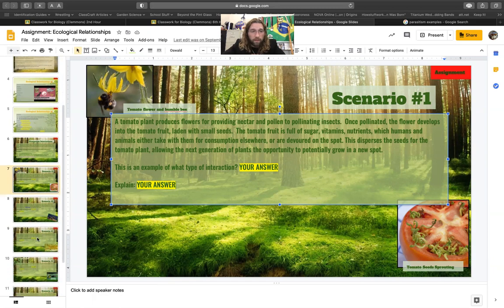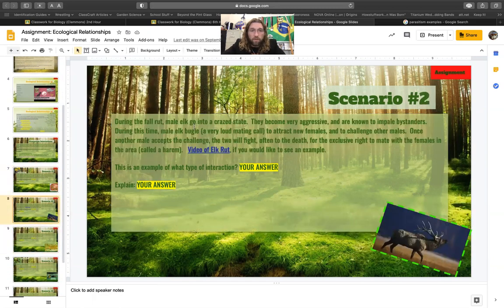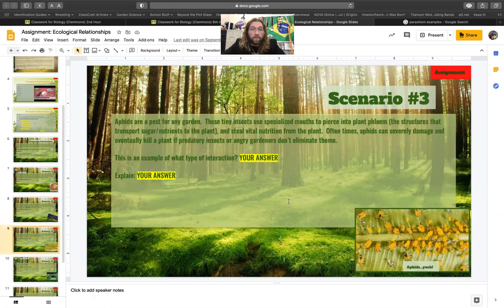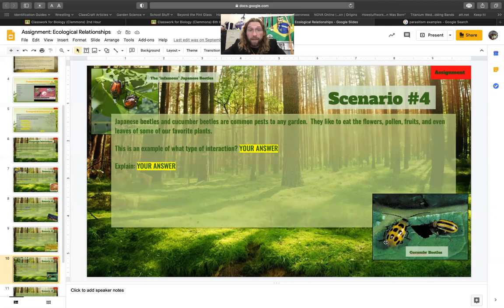Fairly straightforward assignment. Again, here's another one, 2 male elk fighting over the same mate. What is that? Explain why you think it's that. Next, the example here of these aphids sucking out, key, sucking out. They're not eating, they're sucking out nutrients from a plant. What is that, and why is that an example of it? Here are some beetles eating leaves. They're eating the flesh of another organism. So that's an example of what? And why do you think that's an example of that?